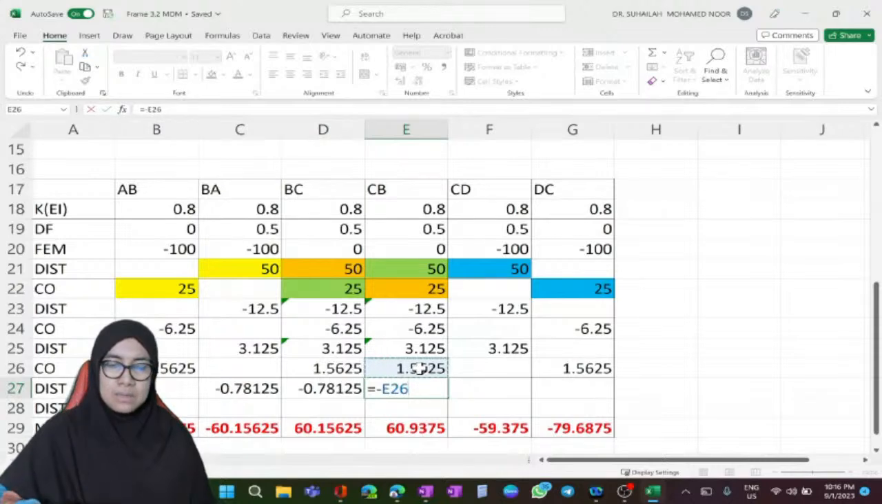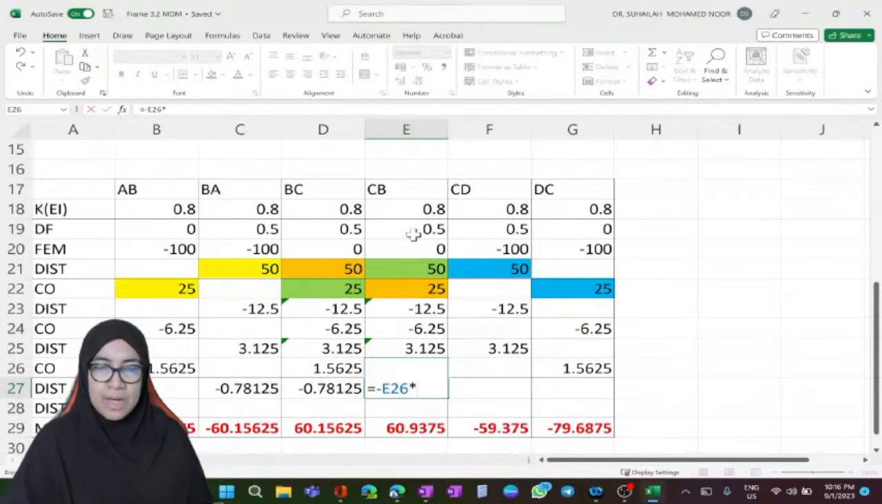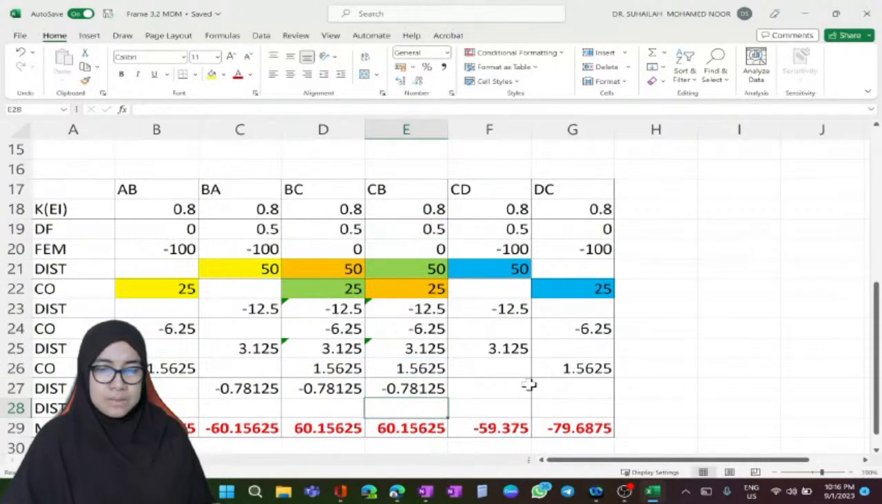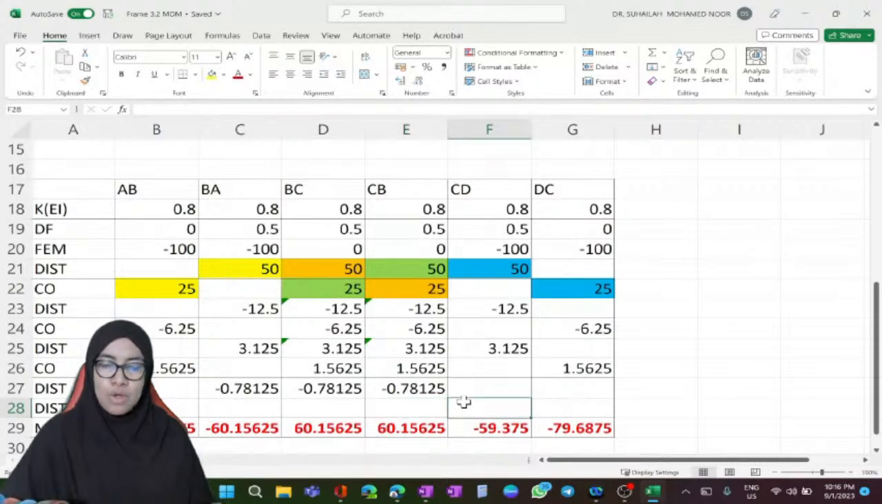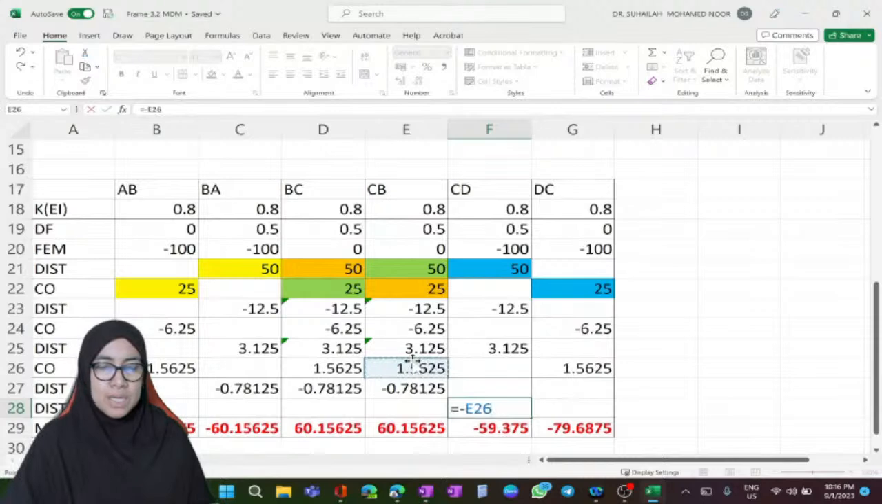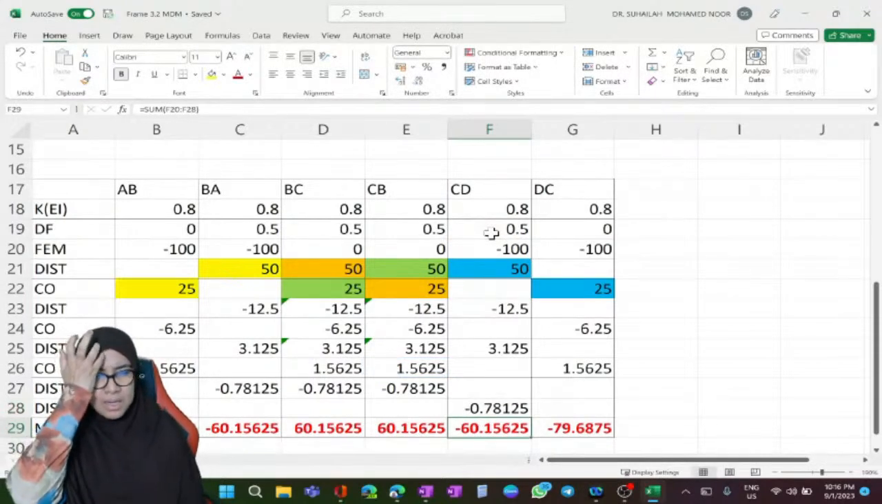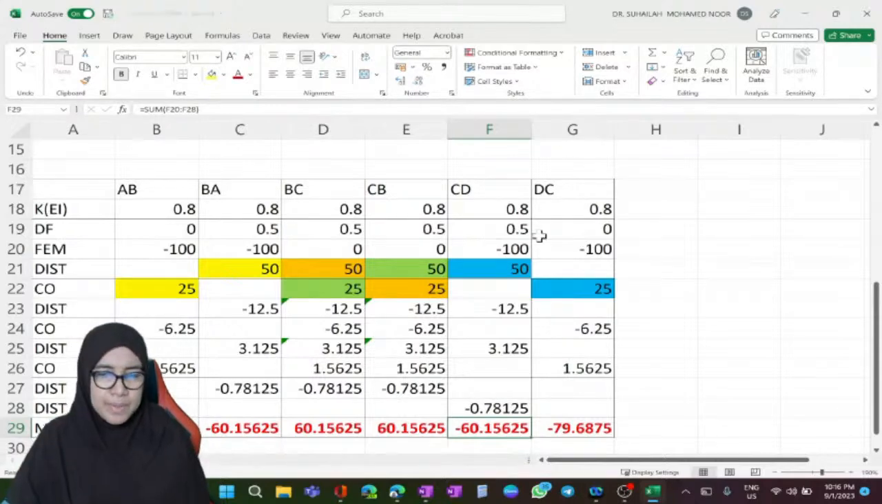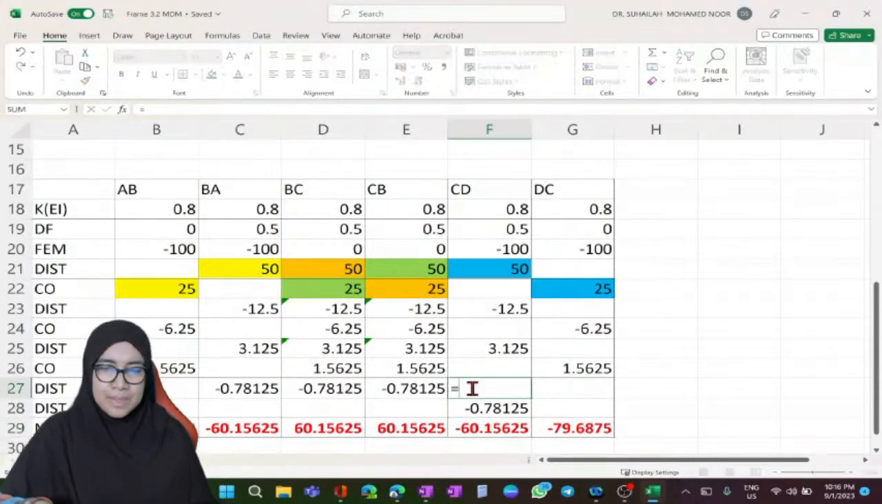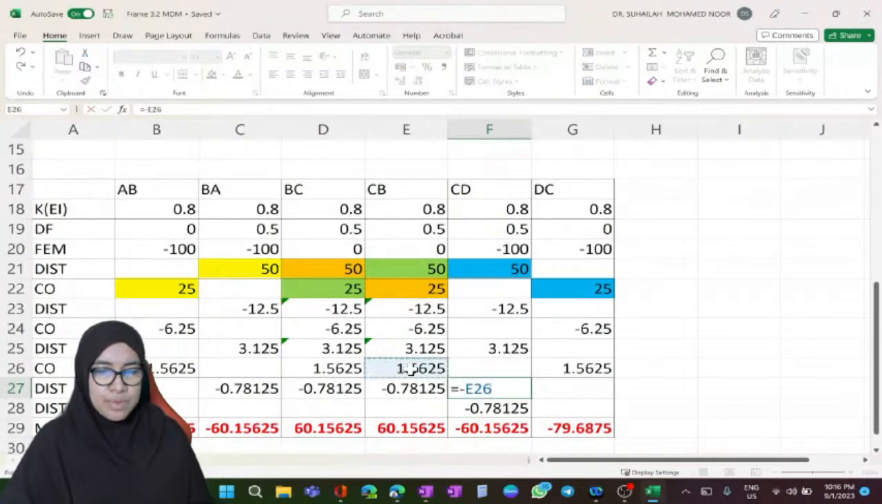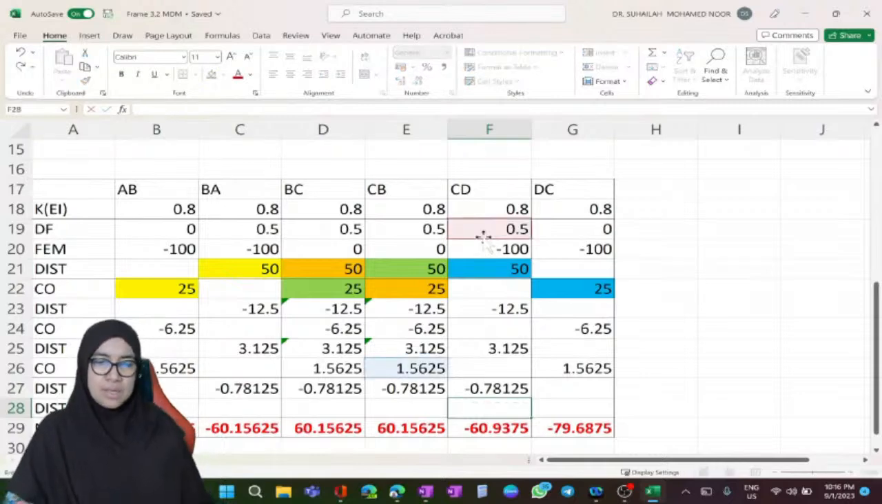Times with 0.5. Joint moment, we distribute joint moment, and joint moment is opposite with member end moment. Okay, wait. Wrong place. Negative 1.65 times 0.5. Okay, times 0.5.